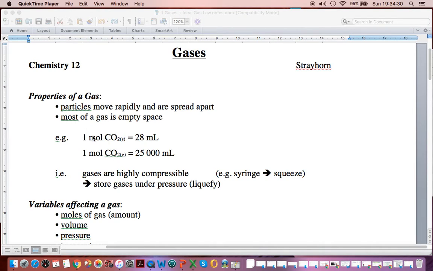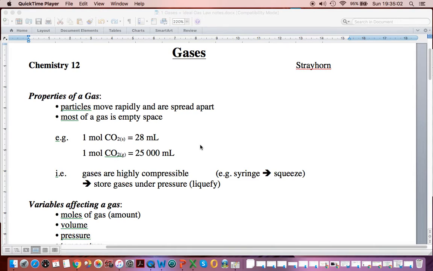So here we have 1 mole of carbon dioxide. If it's in a solid state, dry ice, that would occupy 28 milliliters. If we have 1 mole of carbon dioxide and we take it up to 25 degrees Celsius at 1 atmosphere pressure, it's going to have a volume of 25,000 milliliters. So going from 28 milliliters to 25,000 milliliters, we have almost 25,000 milliliters of empty space.